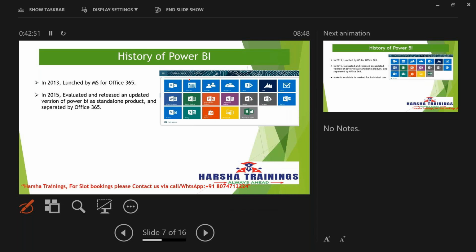In the year of 2015, it is not a part of Office 365. It is an individual tool. They developed it as a standalone product, separated from Office 365. After that they released it as an individual tool. Now we can get it in the market from Microsoft, and you can use it individually.